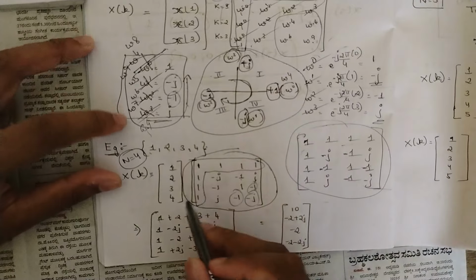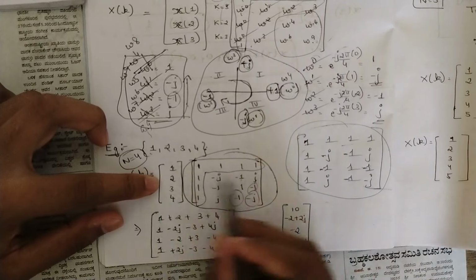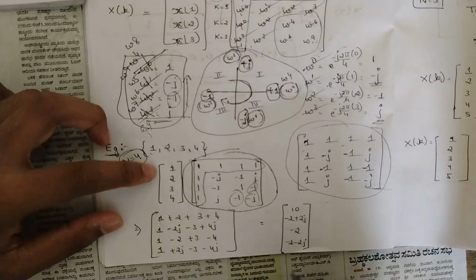So now there is nothing much to do. What we should be doing is multiplying these two matrices. You know how to multiply, right?